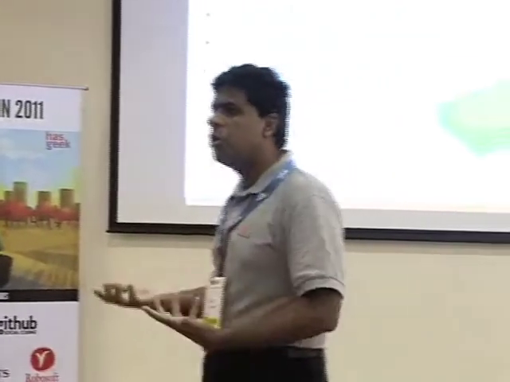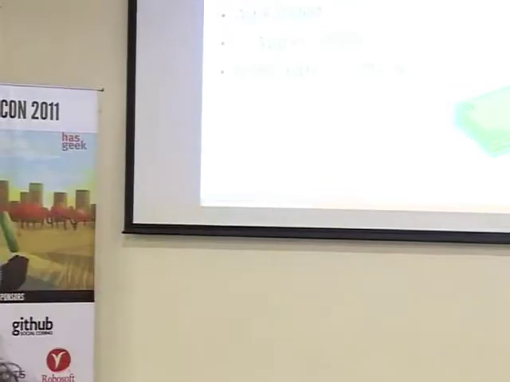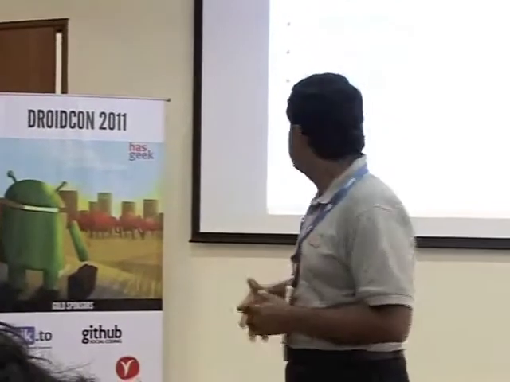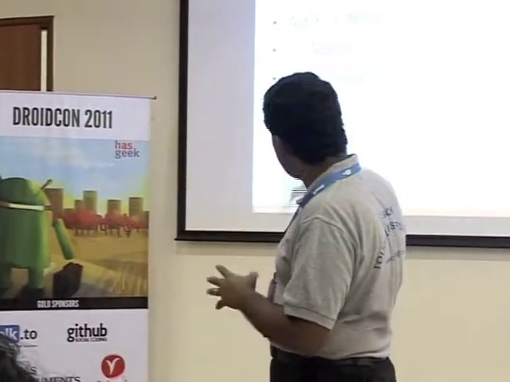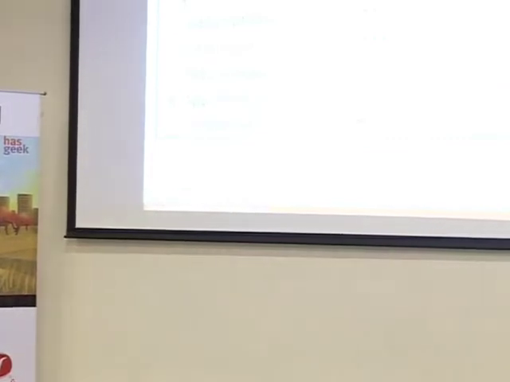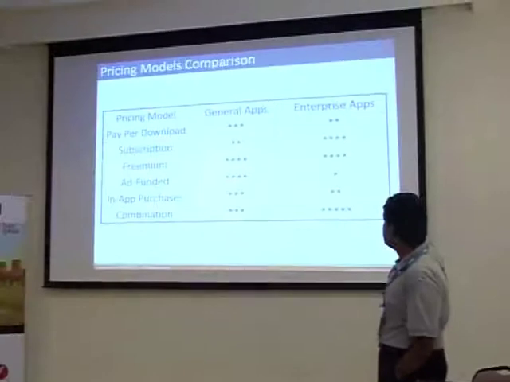The third model is a freemium model, where you give a demo version and if they like it, they can pay and then upgrade to a full version. The fourth one is an ad-funded model, where you show ads. The fifth one is in-app purchases or a combination of these. When you look at the enterprise scenario, this is our observation: what works and what doesn't, for general apps and enterprise apps.